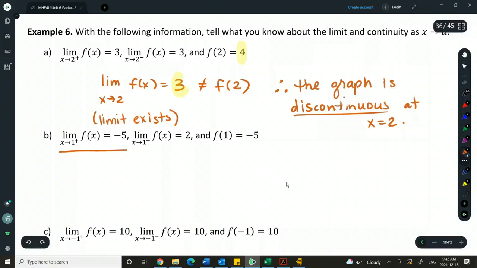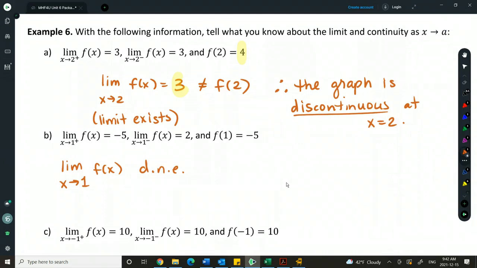We have a right. The limit as x approaches 1 from the right is -5. The limit as x approaches 1 from the left is 2. What does this tell us about the limit? Keaton? Yep, so the limit as x approaches 1 of f at x does not exist.